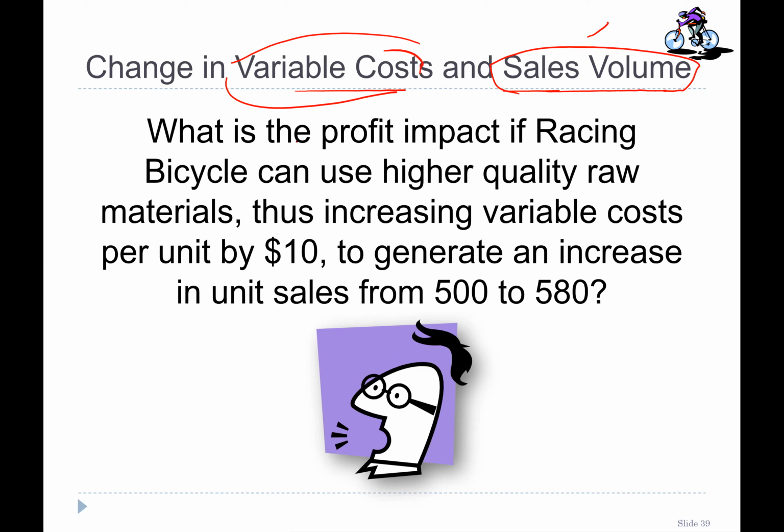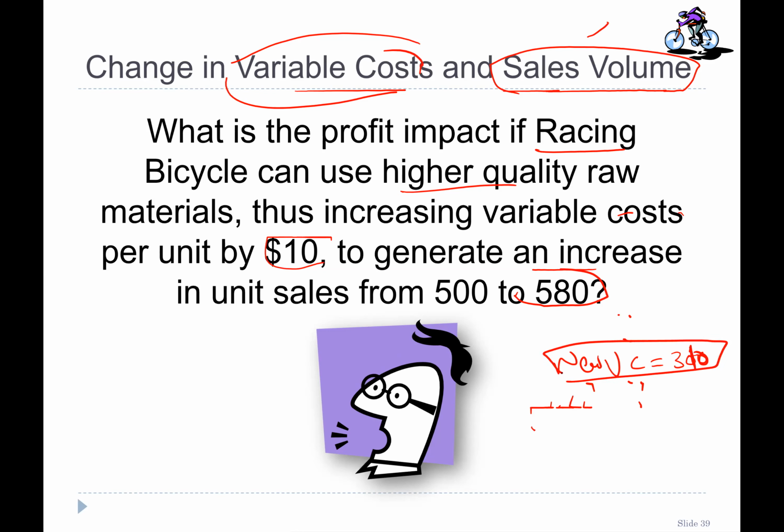What happened to the profit? So what is the profit impact if Racing Bicycle can use higher quality raw materials, thus increasing variable cost per unit by $10 to generate an increase in units from 500 to 580? Previously our variable cost was 300, right? So our new variable cost would be 310. Our new variable cost would be 310, right? So let's just solve that one.